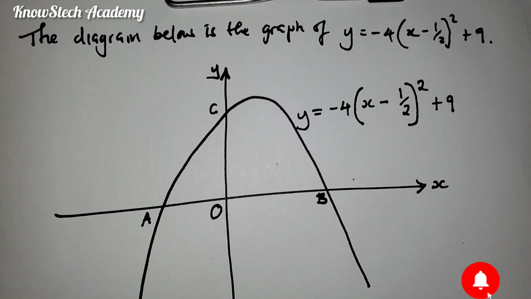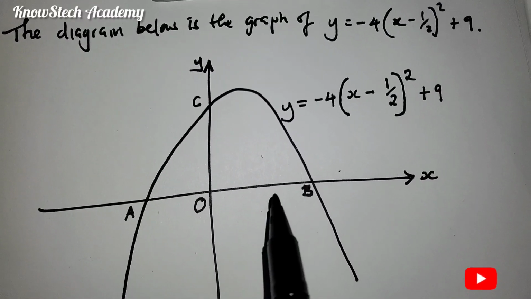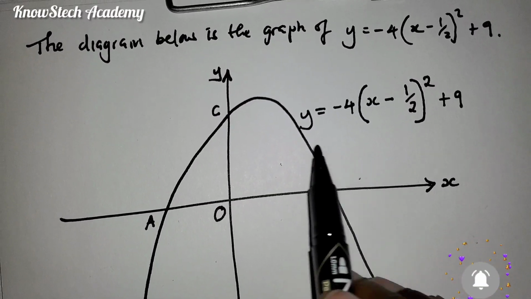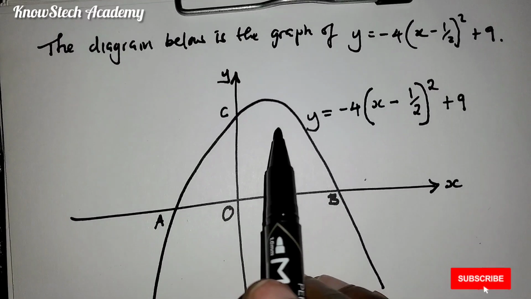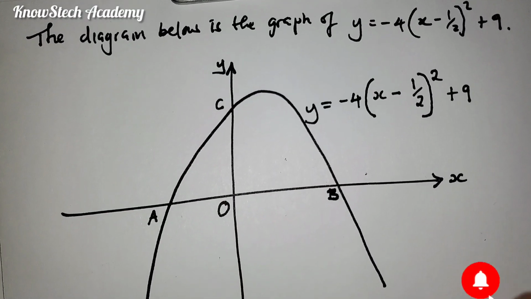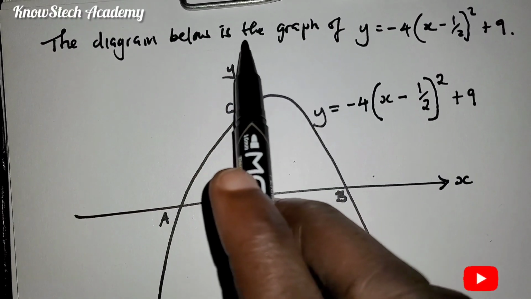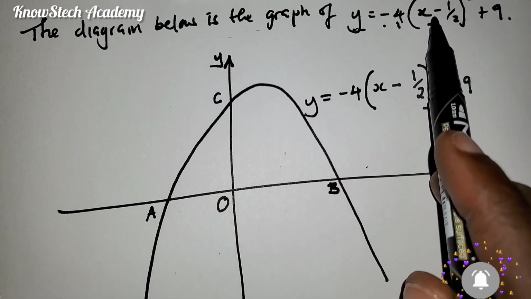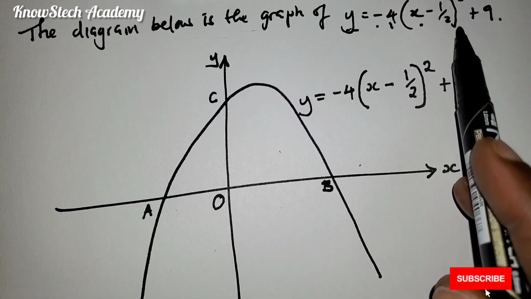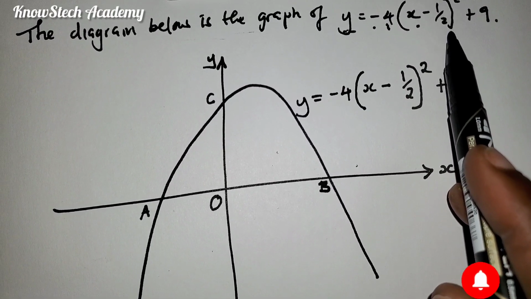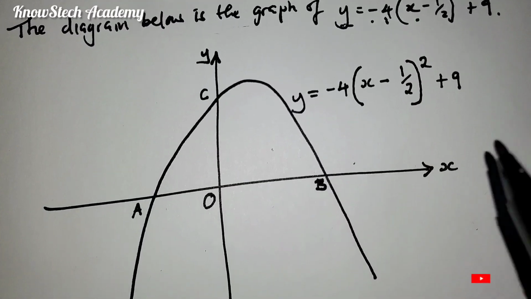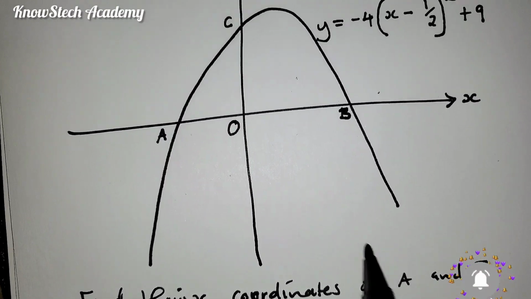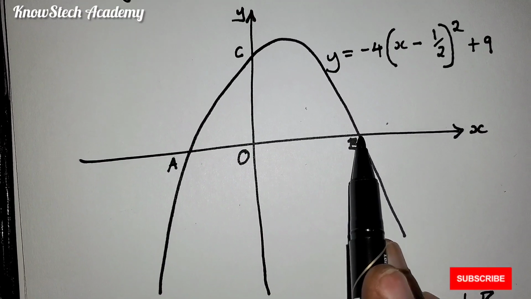Okay guys, we have this question before us. This is under introduction to quadratic function. The question came from 2022. The diagram below shows a graph of y equals -4 open bracket x minus 1 over 2 close bracket squared plus 9. So this is the graph. And we are asked to find the coordinates of A and B.